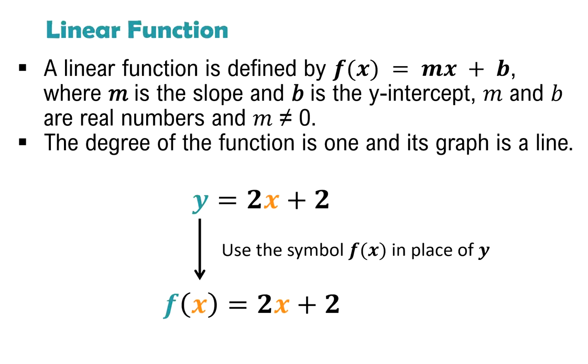The degree of the function is 1 and its graph is a line. Take note, pag sinabi natin degree of a function, yung exponent niya ay kailangan raised to 1. So, hindi ibig sabihin walang nakasulat na exponent yung variable x natin. It means na ito ay walang exponent. Meron. So, that is 1. So, hindi lang natin siya sinusulat. And yung graph ng ating linear function ay straight line.